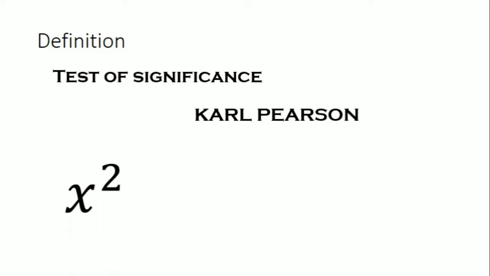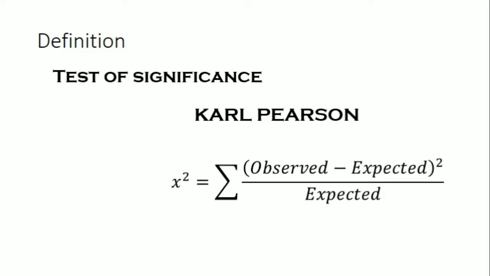And following the formula, we have x squared is equal to the summation of the quantity observed minus expected squared over expected. So this is the formula used in obtaining your chi-square test.